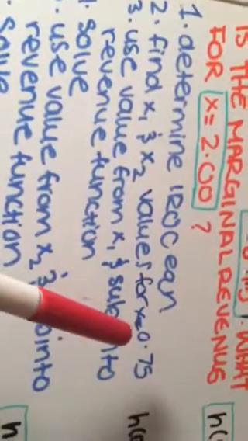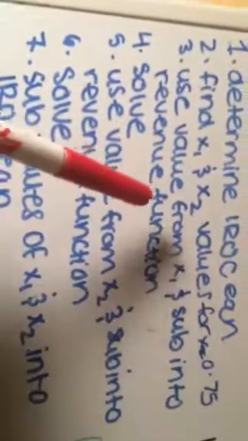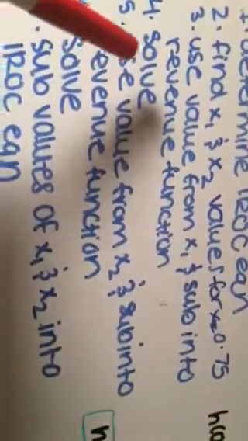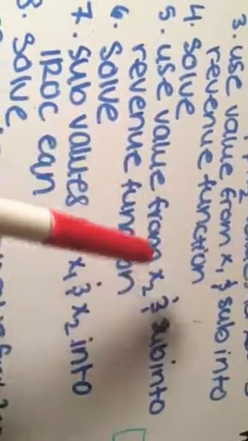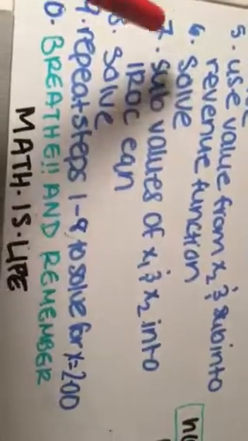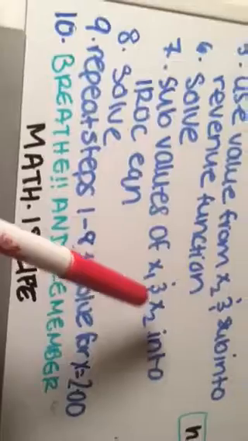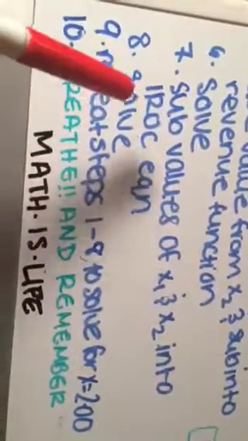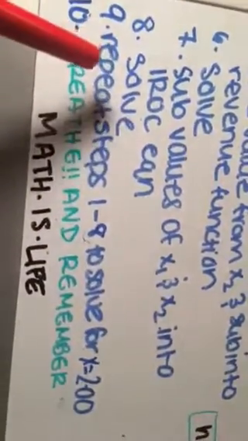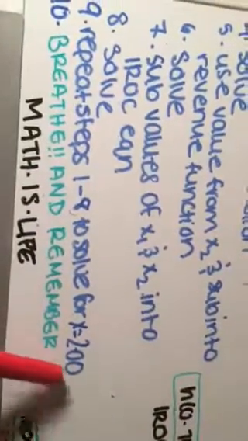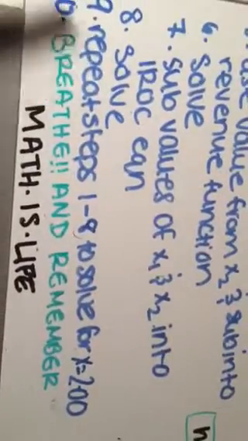Second, we're going to find our x1 and x2 values for x equals 0.75. Step 3 is we're going to use our value from x1 and sub it into the revenue function. Step 4 is we're going to solve. Step 5 is we're going to use our value from x2 and sub it into the revenue function. Step 6 is we're going to solve. Step 7 is we're going to sub values of x1 and x2 into our IRAC equation. Step 8 is we're going to solve. And step 9 is we're going to repeat steps 1 to 8 to solve for x equals 2.00. Step 10 is the most important, guys. Breathe and remember, math is life.